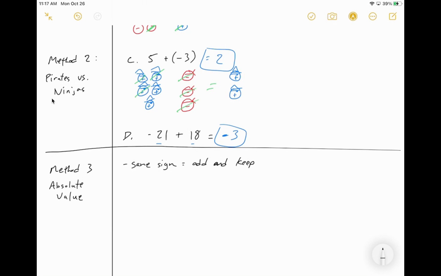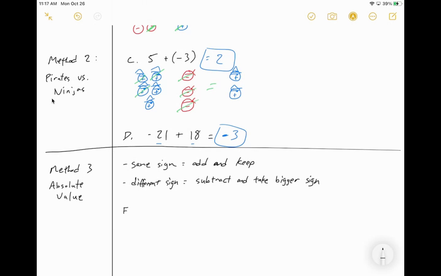Okay. When you have a different sign, you're actually going to subtract and take, I'm going to call it the bigger sign or the winner. Okay. This is a little bit confusing, but don't worry, you'll get it once we do some practice. Same sign, just add them together and keep the sign. Okay.